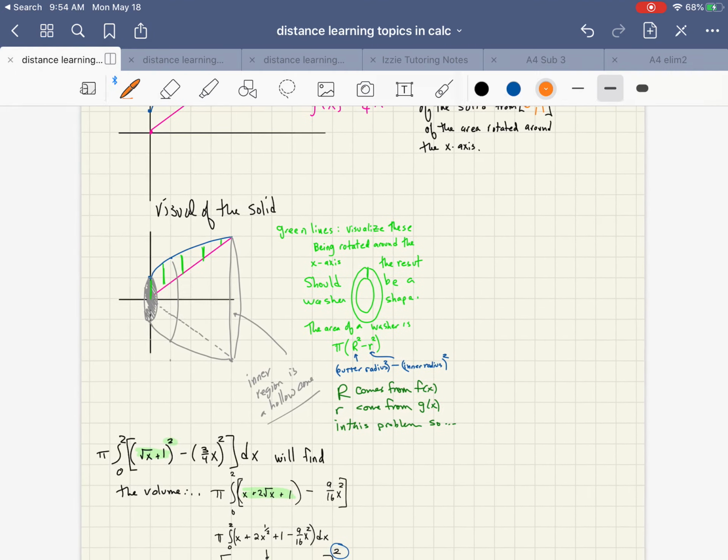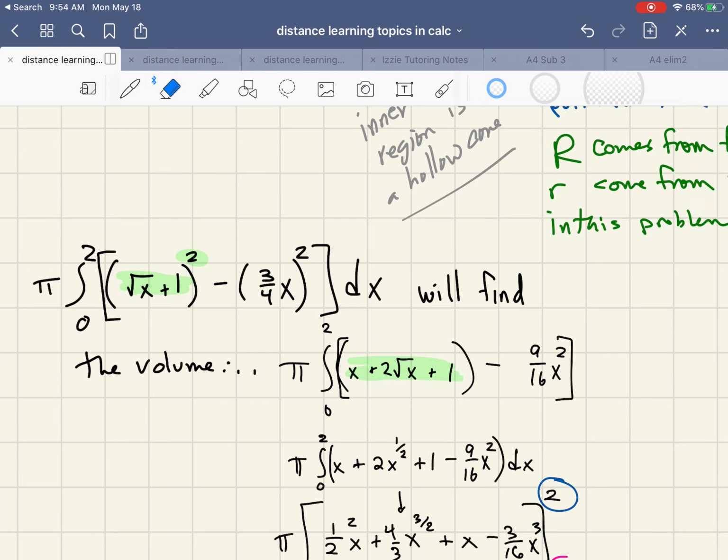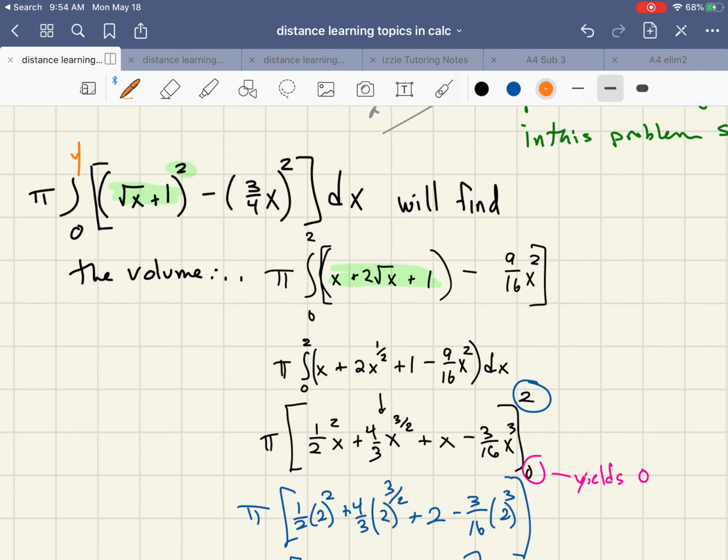We're going to evaluate that down below. 4 here. I have to square this binomial. I end up with x plus 2 root x plus 1. I have to square 3/4 x. So I square the 3, I square the 4, I square the x. And then I have my function that I will find the antiderivative of. Each piece. Oops, missed one.